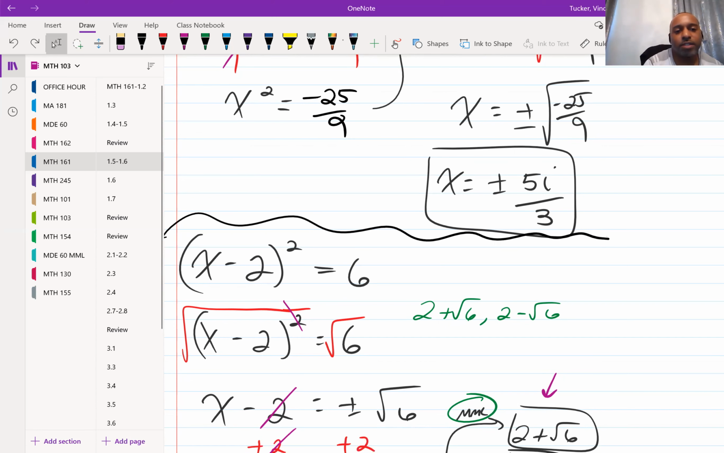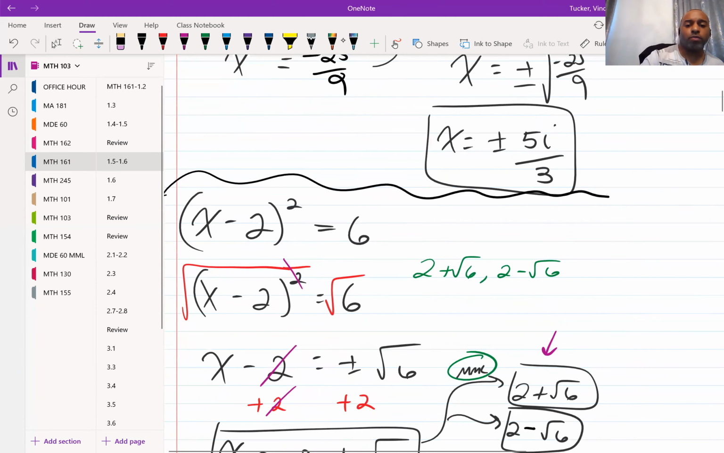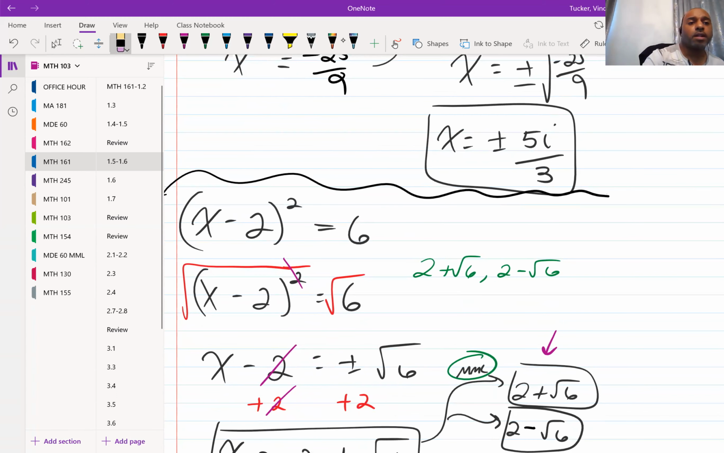All right, so next one, we have x minus 2 squared equal to 6. So notice the whole quantity of x minus 2 is being squared. Currently, I do not have access to x. I need to remove the square off of x. So just like before, if I'm trying to remove a square, I undo it by doing the square root. Take the square root of both sides. The square and square root cancels on the left. And then on the right, I have the square root of 6.